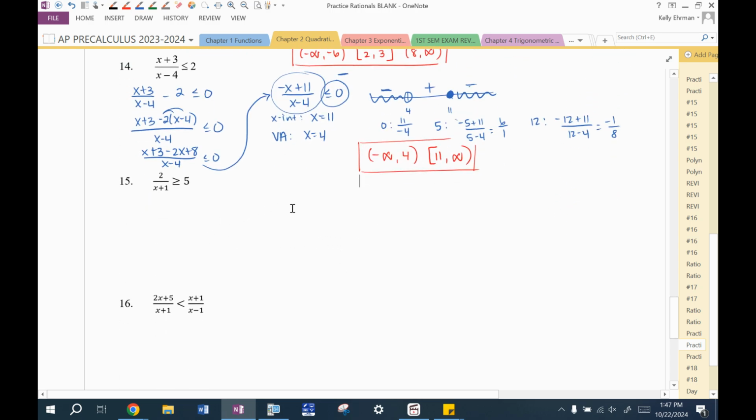Same idea with number 15. Subtract 5 to begin with. So this is greater than or equal to 0. Set up a common denominator. So minus 5 will get multiplied by x plus 1. Distribute the negative 5 through.